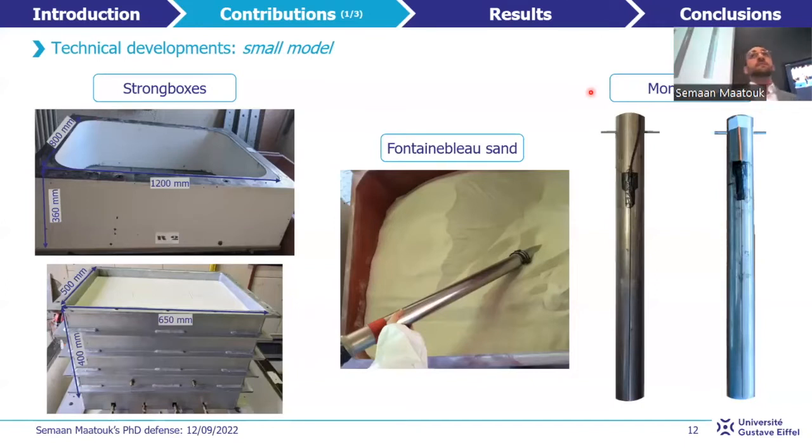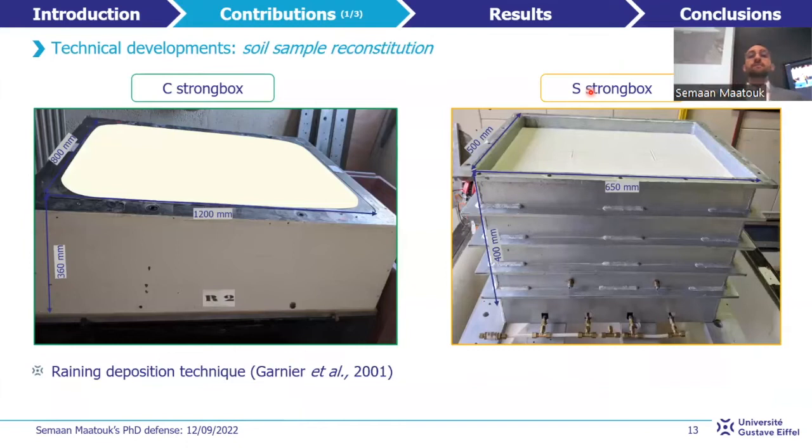After describing the experimental devices, it's time to talk about the model of strongboxes, sand, and monopiles used in the study. The soil sample is reconstituted by using the air pluviation technique into 2 different strongboxes. The C1 on the left is already used in the laboratory to conduct experiments on fire. However, the S strongbox is relatively smaller and is designed during my PhD in order to saturate the sand mainly with viscous fluid and in flight.